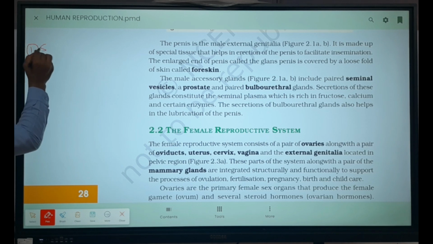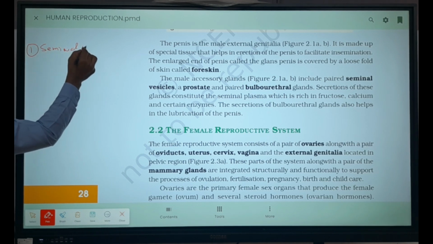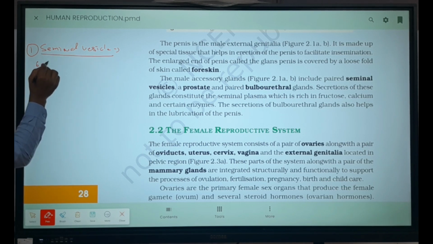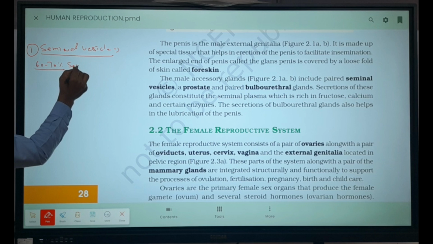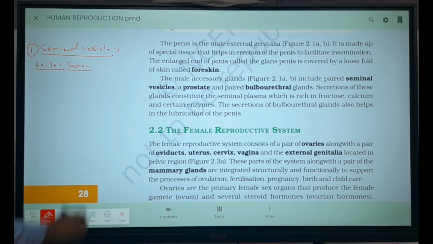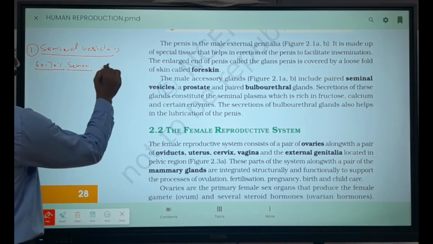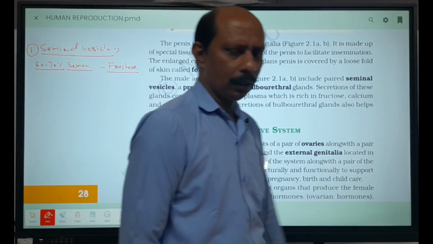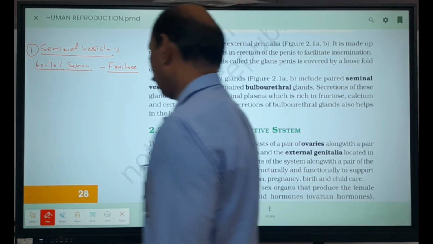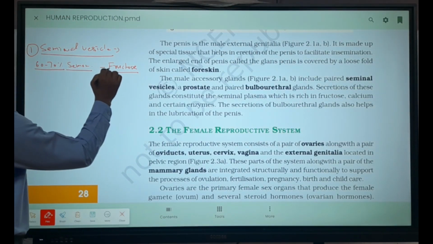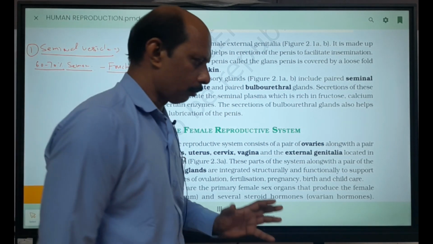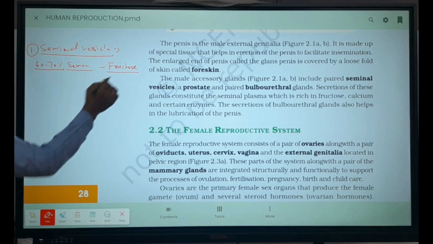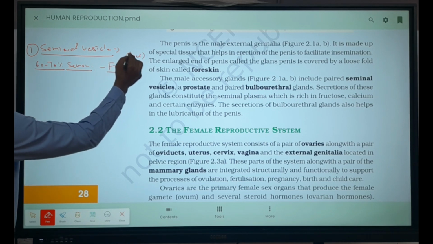First, it is our seminal vesicle. The seminal vesicle forms 60 to 70% of semen, right? And here a very important thing is that fructose sugar is present only and only in male semen, no other. This sugar is also used to check criminal aspects like rape, right? Fructose sugar acts as fuel for sperms.